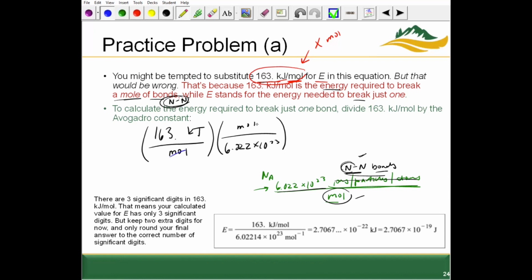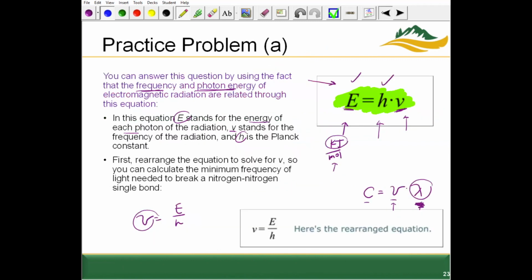So here moles and moles would cancel out. It's this number of kilojoules divided by Avogadro's number. Then because we want this in terms of joules, because Planck's constant is in terms of joules, let's go ahead and convert this into joules. So there are 1,000 joules in 1 kilojoule. So we're going to take all this, then multiply it by 1,000. This equates to 2.7067 times 10 to the 19th joules. That is the term we can use to plug in for E.